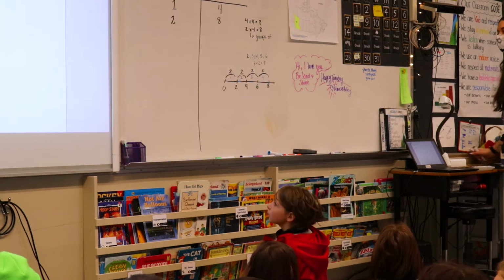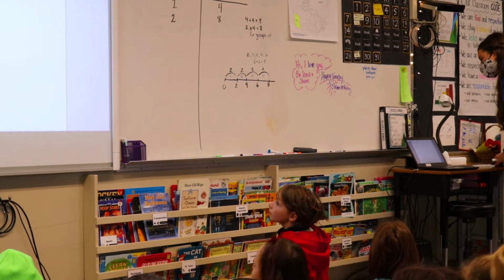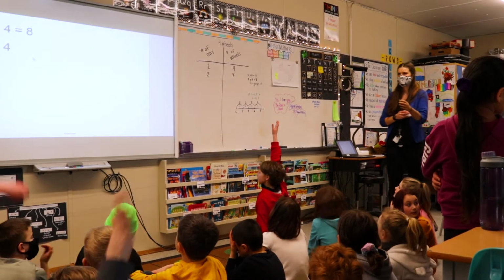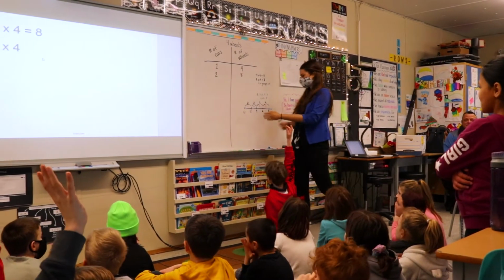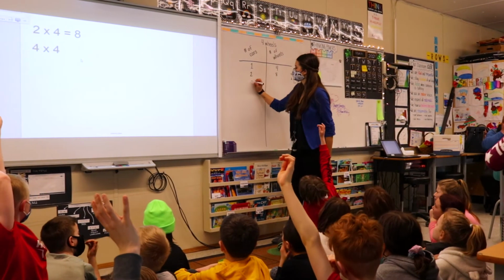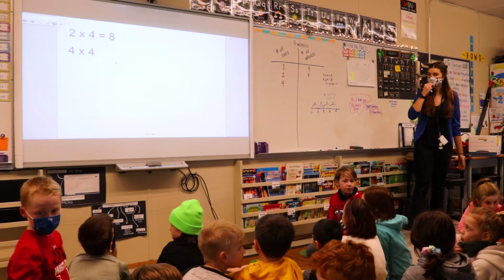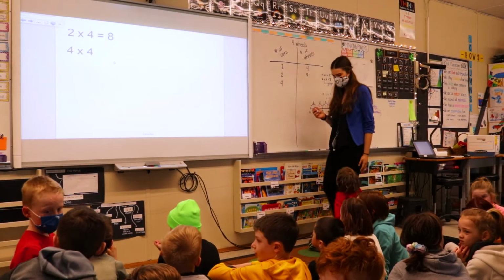Okay, there we go. So we agreed that 2 groups of 4 was going to equal 8. What about now if I had 4 cars? 4 groups of 4. So I want you to talk with your shoulder partner again, please, and explain to them how you know. How do you know?